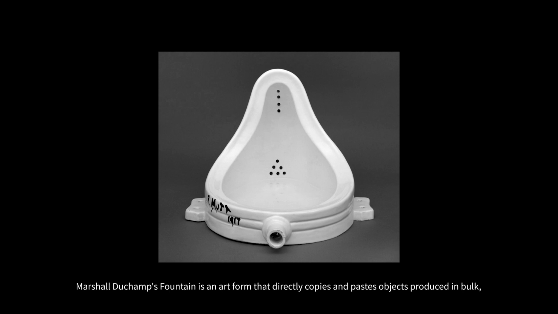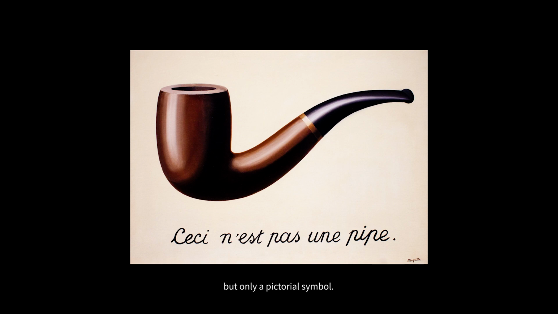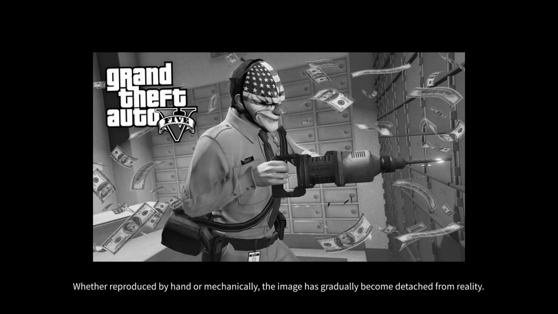From the point of view of reproduction, Marcel Duchamp's Fountain is an art form that directly copies and pastes objects produced in bulk. And this type of mass-produced artwork weakens the originality and uniqueness of the artwork. René Magritte's The Treachery of Images reminds us that the pipe in the painting is not a real pipe, but only a pictorial symbol. Whether reproduced by hand or mechanically, the image has gradually become detached from reality.